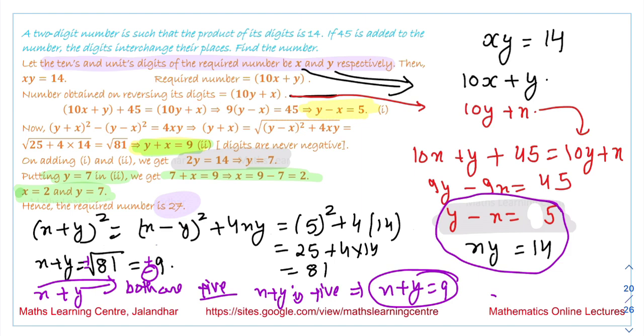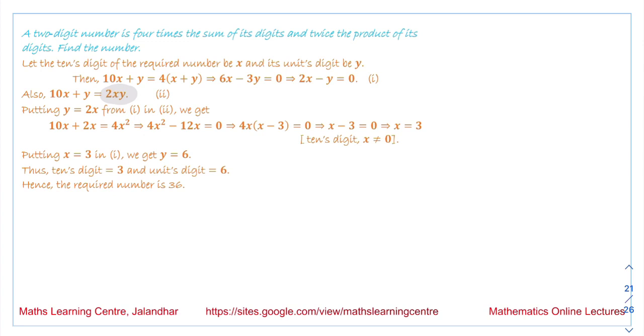27. Next is a 2-digit number that is 4 times the sum of its digits. Again, we consider the tens digit to be x and the units place to be y. The number that is formed is 10x plus y, and it is given to be 4 times the sum of the digits. So 4 times the sum of the digits means 4 times (x plus y). On solving this, you will get 2x minus y is equal to 0.